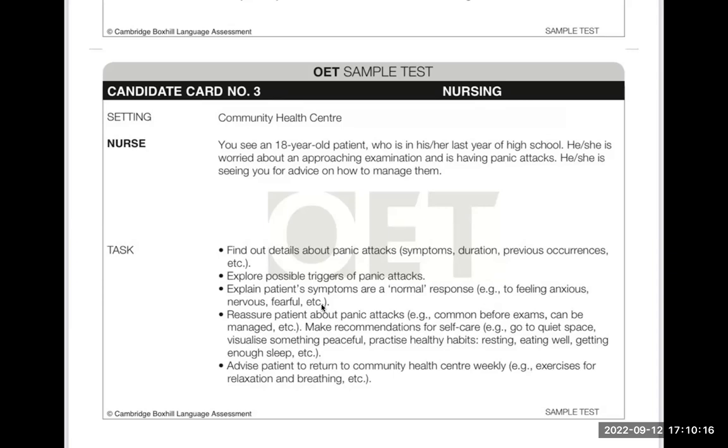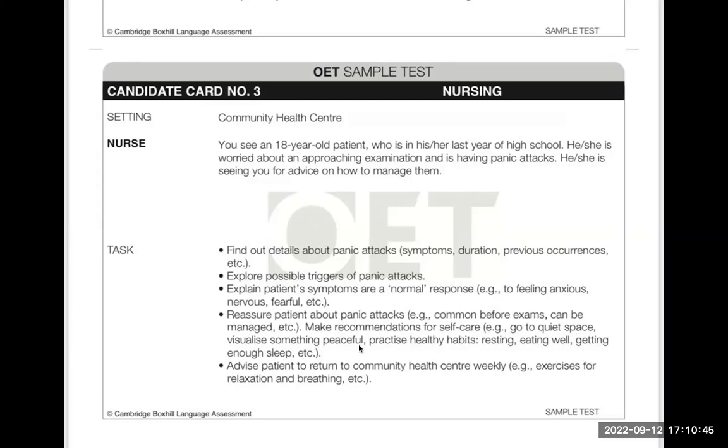Okay. So I've got to know about your problem. As I have already told you, you are having panic attacks and there is nothing else. It's not about any heart condition, and these are common before the exams, but you will be glad to know that it can be safely managed. First of all, I would like to give you some recommendations about self-care. It is very important when you feel anxious, fearful, or nervous, go to a quiet space. It is very important to calm yourself down. So take deep breaths, it will definitely help you.